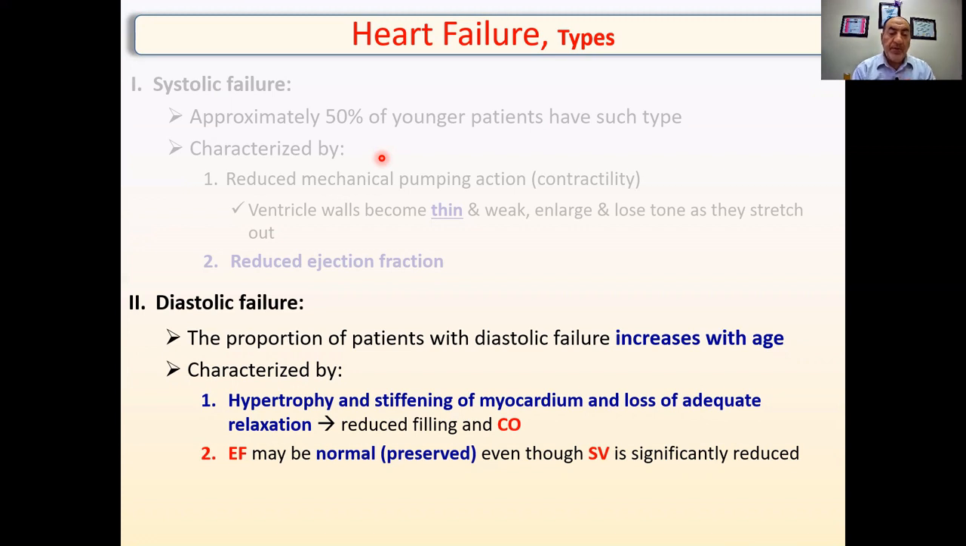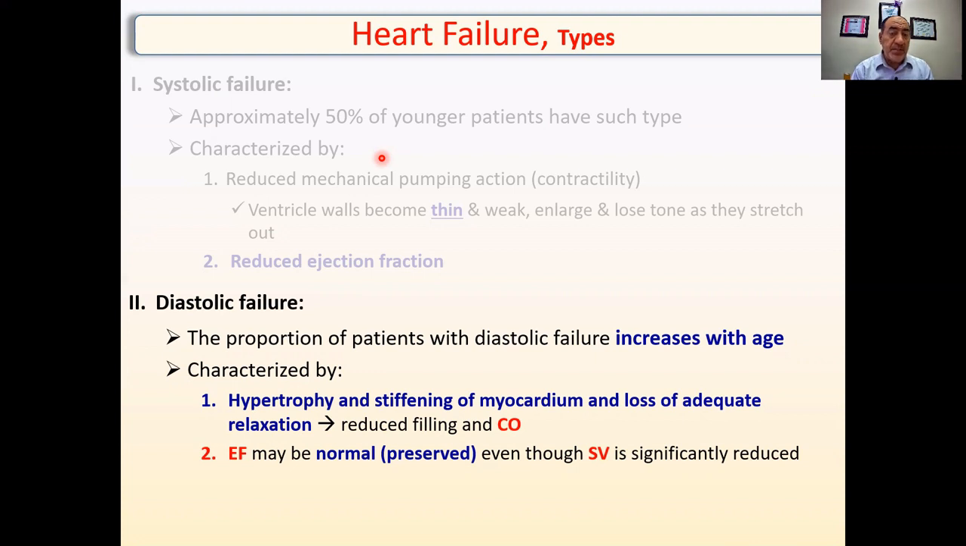So now if the filling is less, this means that the amount that's coming out will be less also, right? So the ejection fraction may be normal. Doctor, is it normal during diastolic failure? Yes. It's heart failure, doctor? Yes. The ejection fraction is normal.